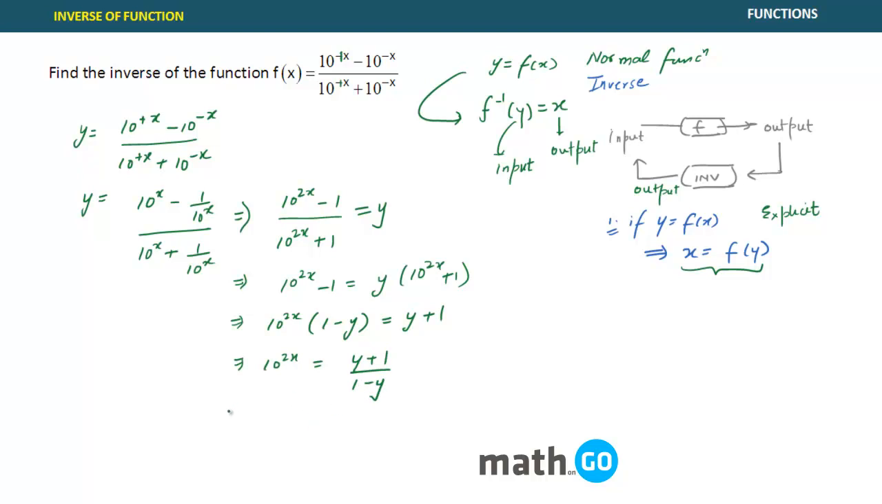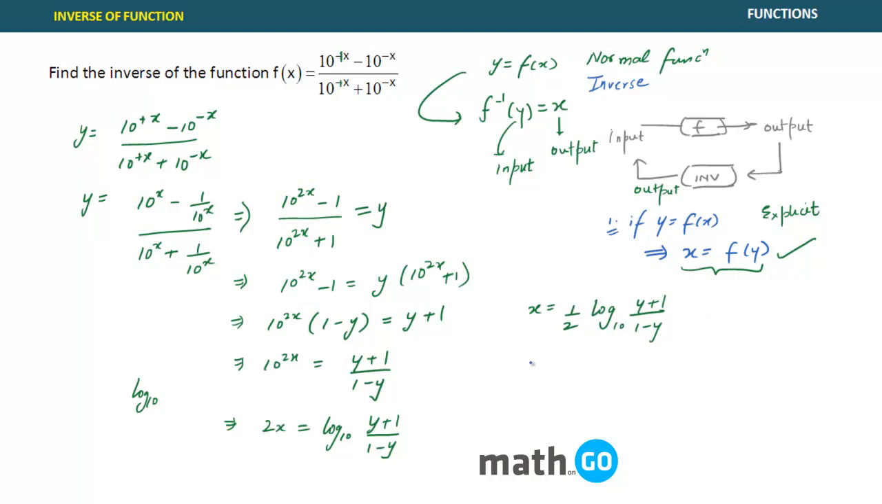You want x to be there, so you can take log on both sides, with base 10, right? So you will get 2x is equal to log with base 10 of (y plus 1) by (1 minus y). In fact, you can see that you have got your step here. It says that x is equal to 1 by 2 log of (y plus 1) upon (1 minus y) with base 10, right? So this is your step.